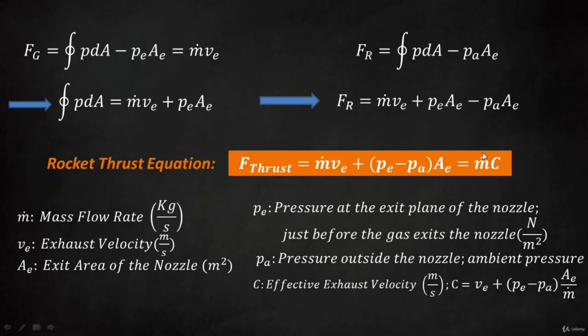It is the true exhaust velocity, measured in meters per second, and C is equal to VE plus (PE minus PA) times AE over m dot. So what we do here is divide this side of the equation by m dot, and therefore we get C, the effective exhaust velocity, or the true exhaust velocity.